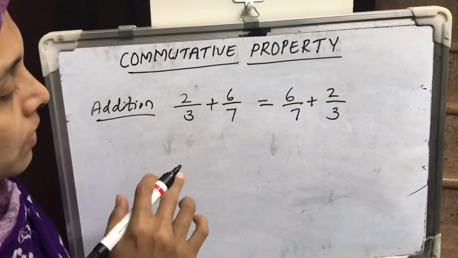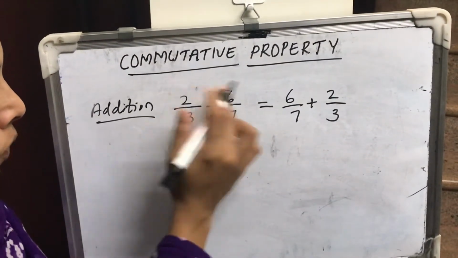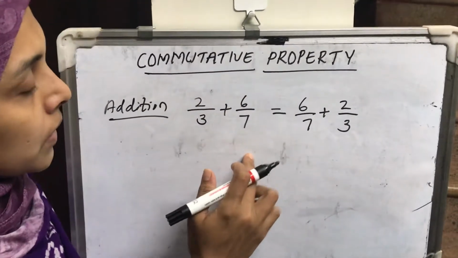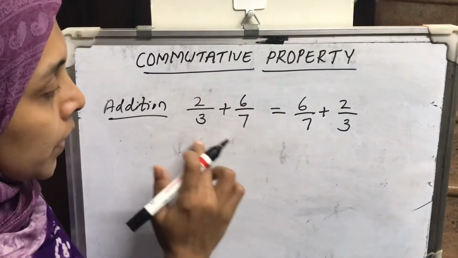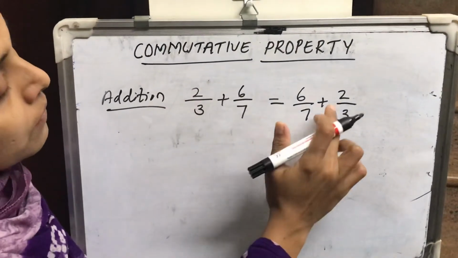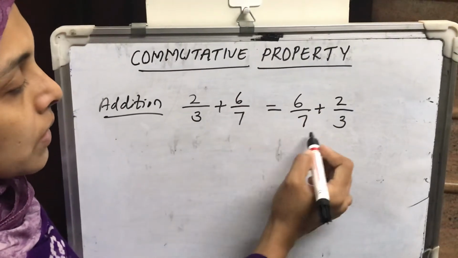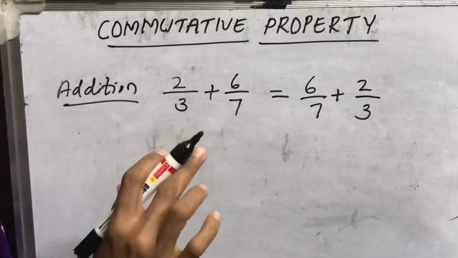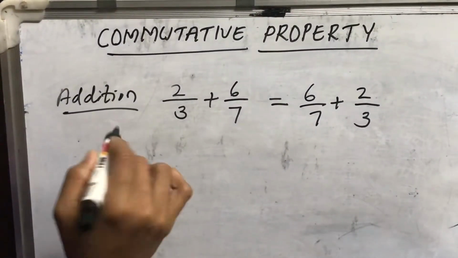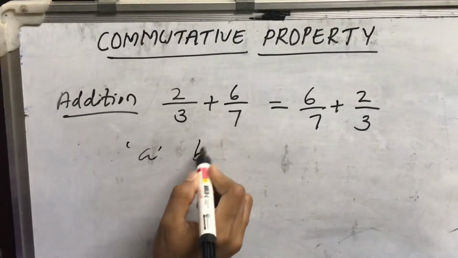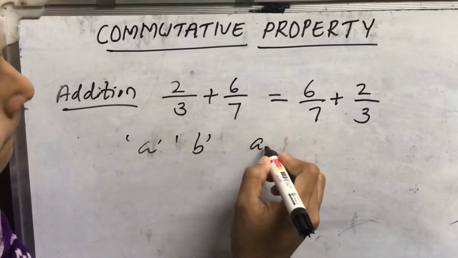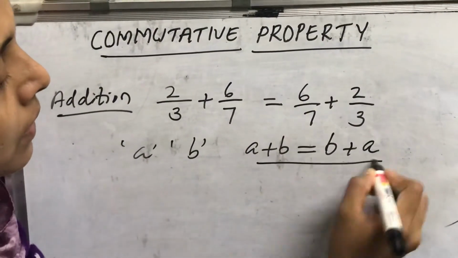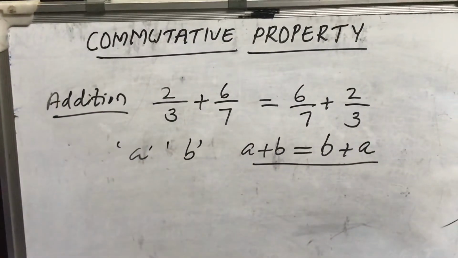There will not be any change in this answer. So this property is called, that means when we change the order, here the first rational is 2 by 3 and the second rational is 6 by 7, this sum will be equal to the same answer we get when we take the first rational as 6 by 7 and the second rational as 2 by 3. Both answers will be the same. And generally we can say if A and B are any two rational numbers, then A plus B is equal to B plus A. This is the commutative property under addition.